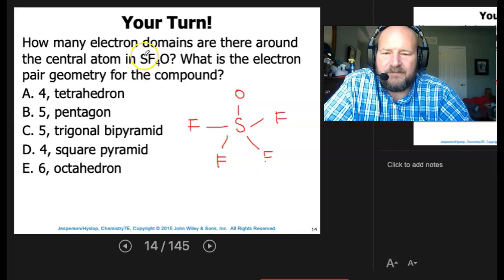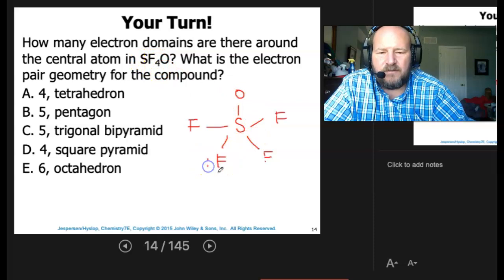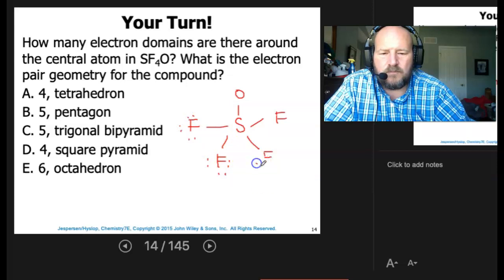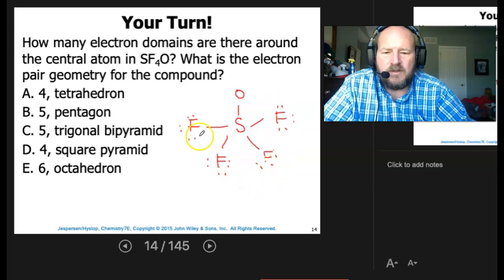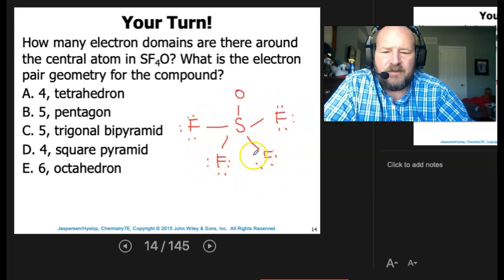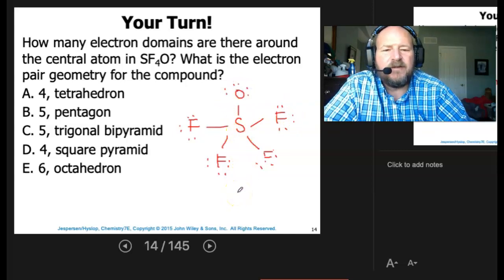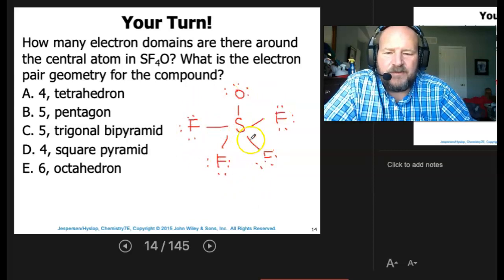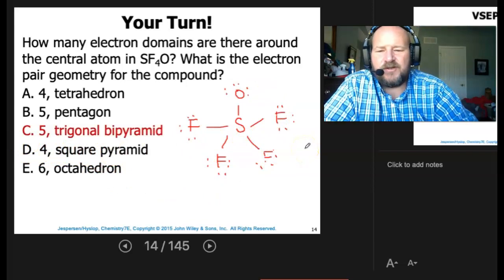So here we're going to have 6, 12, 40, right? So 40 electrons. So now we've got 8, 16, 24, 32, 33, 34, 35, 36, 37, 38, 39, 40. All right, so that would be all of our electrons being used, which means at this point then, it should be C, trigonal bipyramidal.